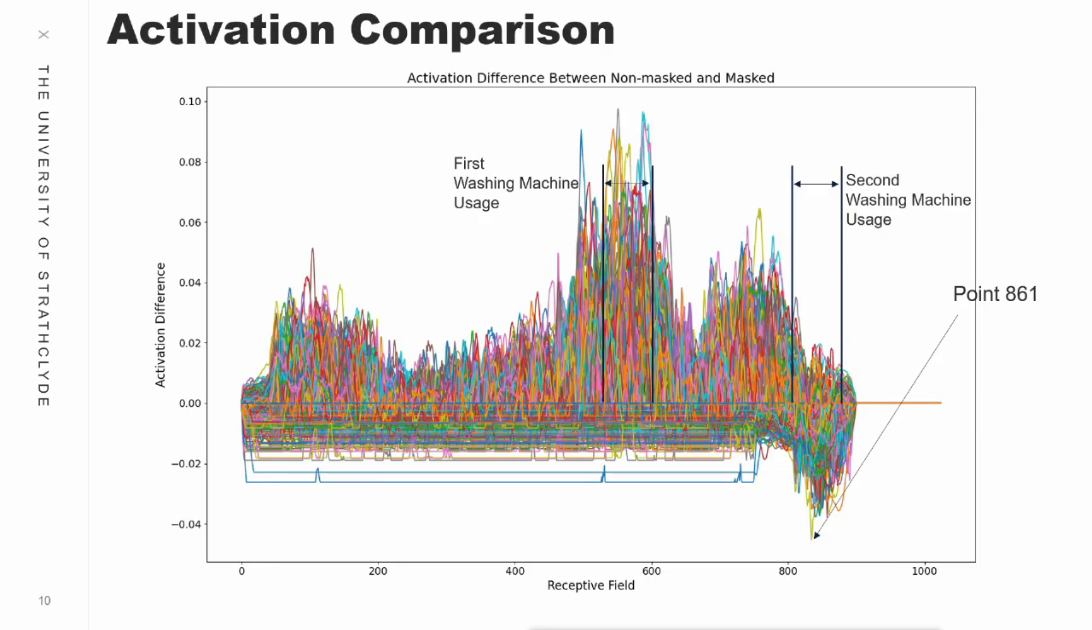In this case, our network detects the second washing machine usage when the first usage is masked. The first encoding layer halves the input length. This plot shows the difference in activations with and without the mask. We see that around the second appliance activation, which begins roughly at 1,700 samples in the original window, the encoded receptive field, which is half the size of the original, has the biggest difference around the point 861. This tells us, at this point, the filters are detecting the second activation, but not weighted favourably.